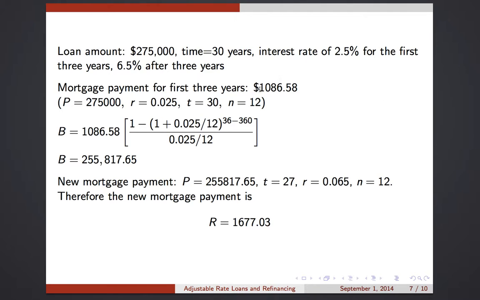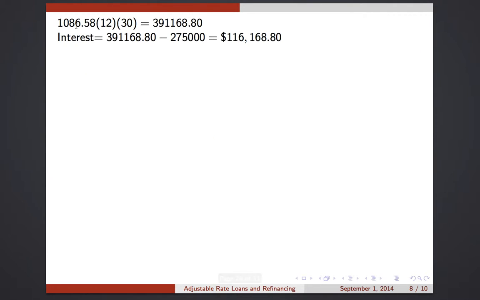Okay, so back on this slide, we learned that their original mortgage payment was $1086.58. So let's just suppose that the interest rate had never risen. That means that they're going to pay $1086.58 for the entire loan. Right? If the interest rate doesn't change, then the payment doesn't change. So if you pay $1086.58 monthly for 30 years, you will end up paying $391,168.80. So the interest, of course, is that amount with the principal taken out. Right? The original loan was $275,000, and the interest you get is $116,168.80.